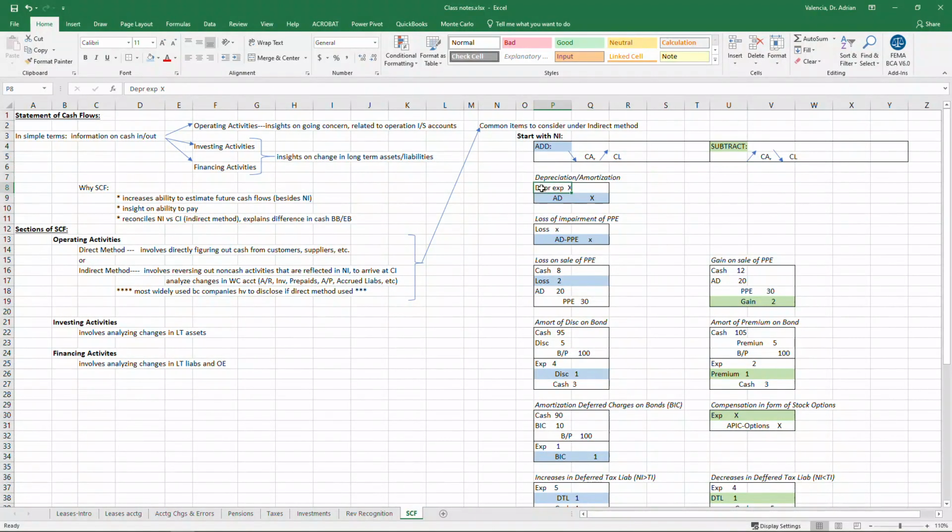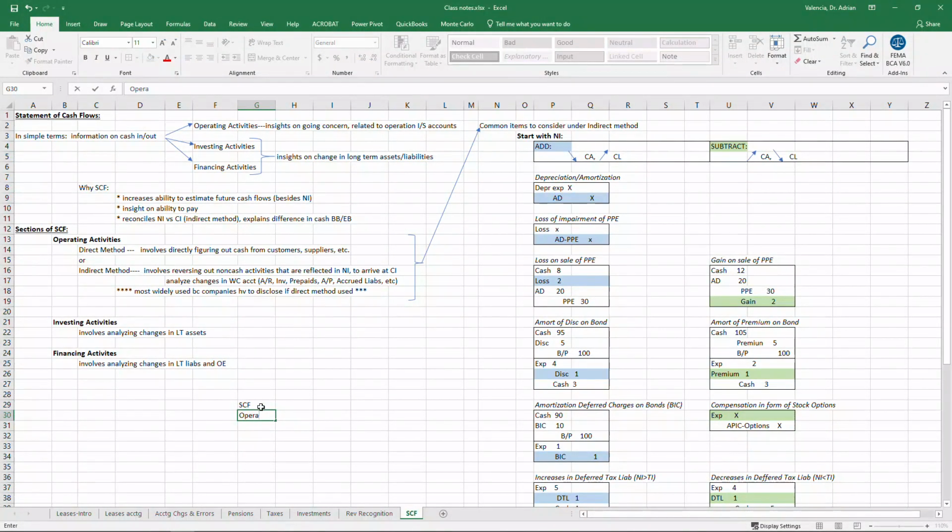Okay, this is your typical journal entry. You debit the expense and you credit accumulated depreciation. Well, this is an expense that was reduced to arrive at net income, but it did not require a cash outflow. So because of that, you're going to add back the depreciation expense to net income as you prepare the statement of cash flows. Okay, so just for the heck of it, let me do a statement of cash flows right here. You'll have operating activities as the first section.